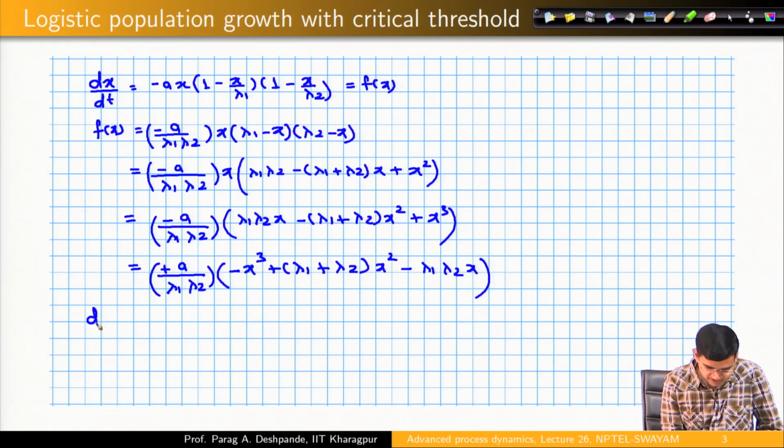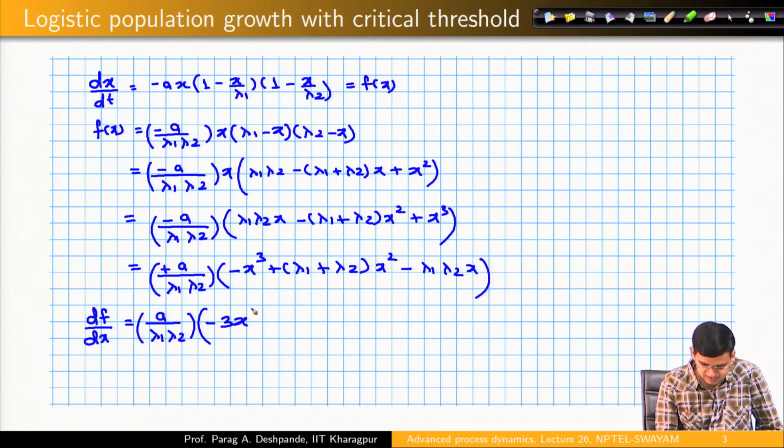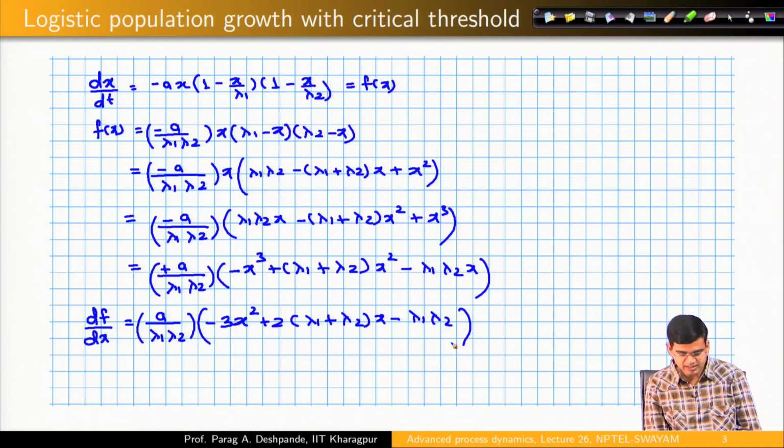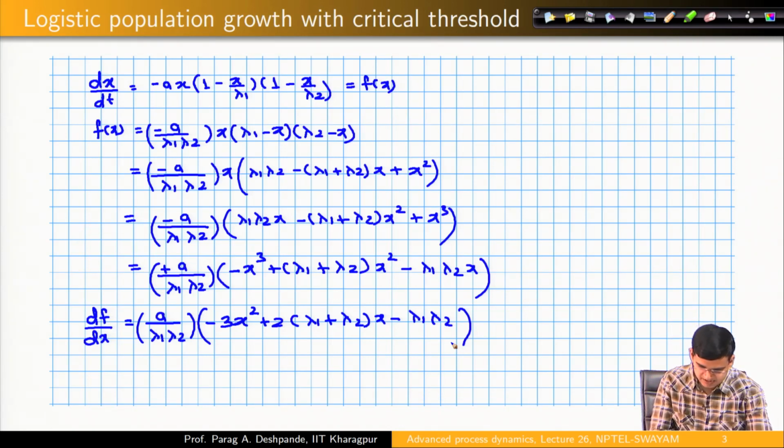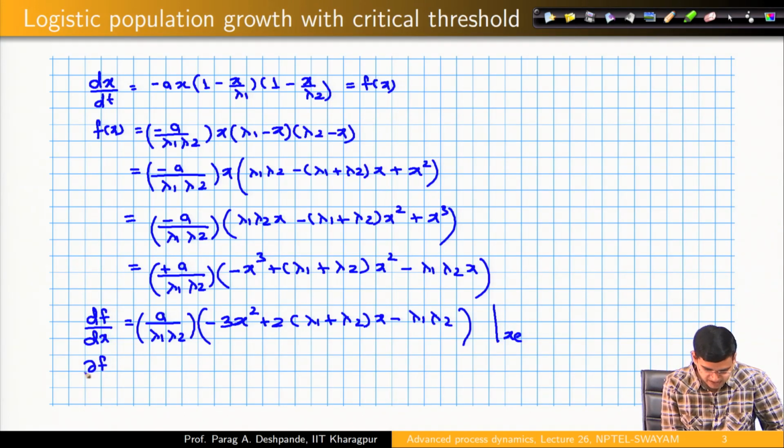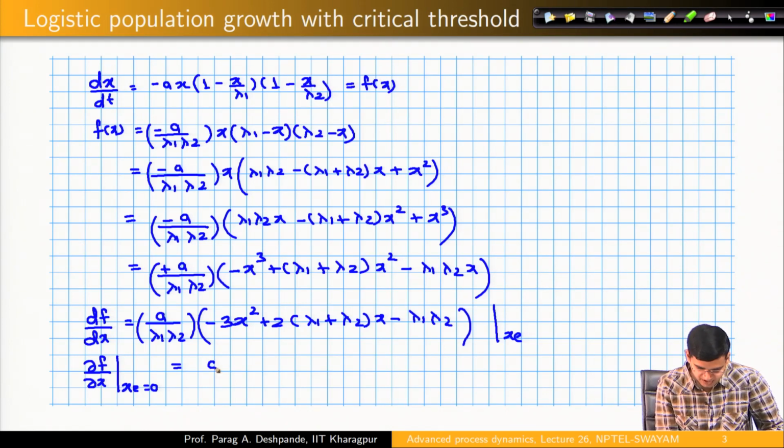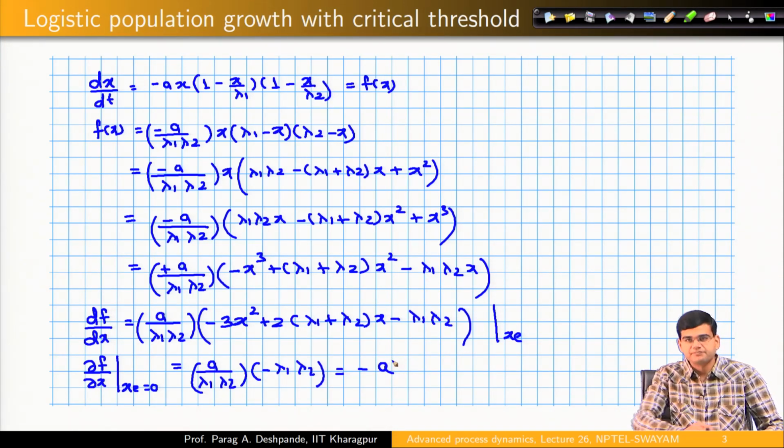So, now I will take the derivative: df/dx = a/(λ1 λ2) multiplied by (-3x² + 2(λ1 + λ2) x - λ1 λ2), right. And what I need to do is determine this at x equilibrium. So, therefore, ∂f/∂x at x equilibrium equal to 0 is what? a/(λ1 λ2) multiplied by -λ1 λ2, which is -a.